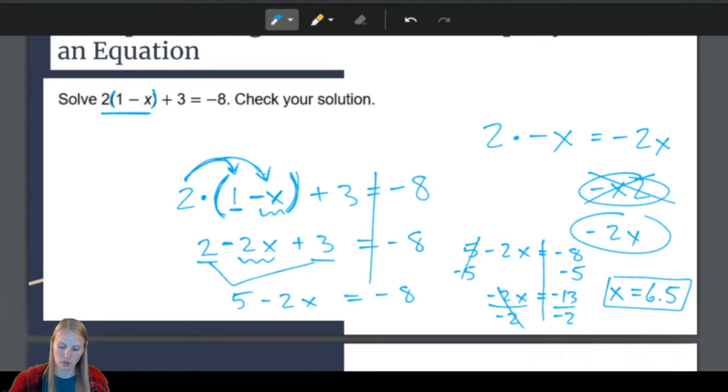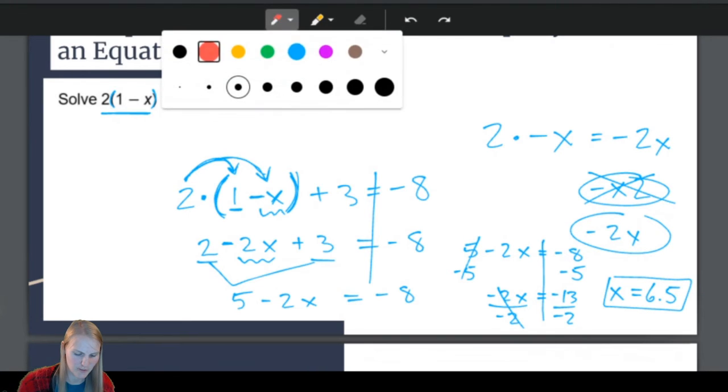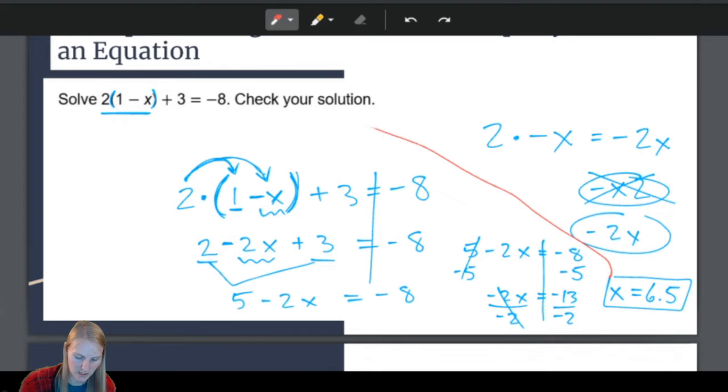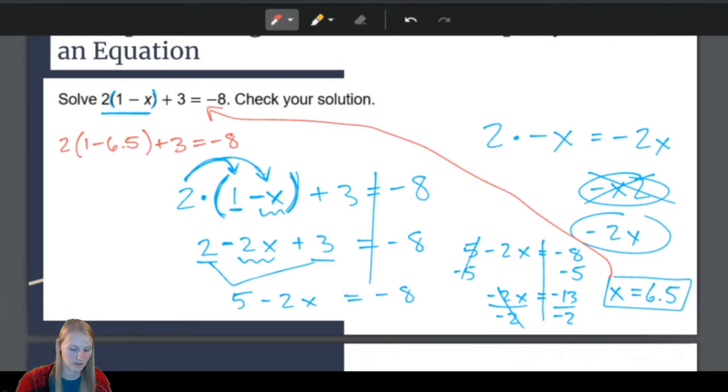And let's not forget to check our solution by plugging this in. Let's do it in a different color, actually. We're going to plug this back in to the original equation. So we have 2 times 1 minus 6.5 plus 3, and that should equal negative 8. Now we can do PEMDAS. Okay, 1 minus 6.5, 2 times negative 5.5 plus 3 should equal negative 8.